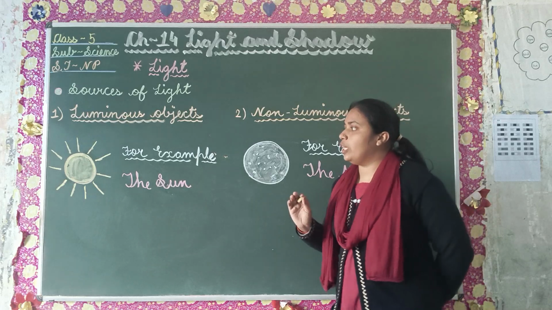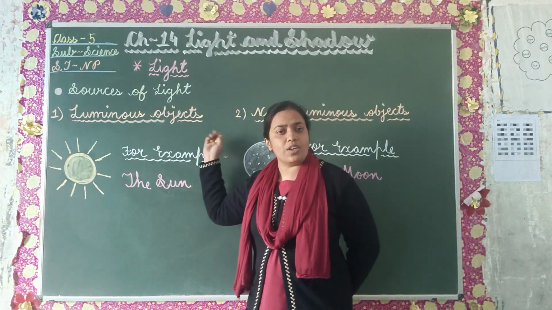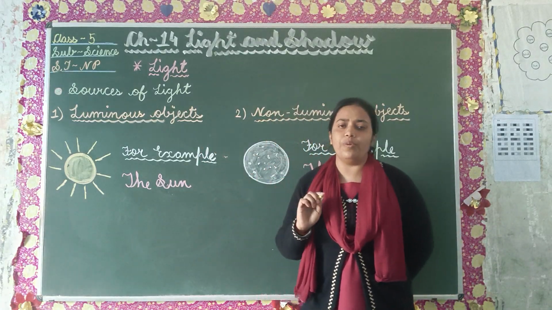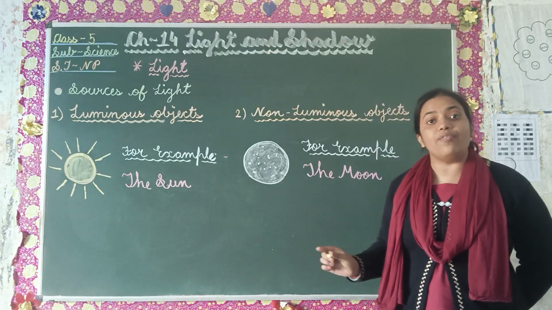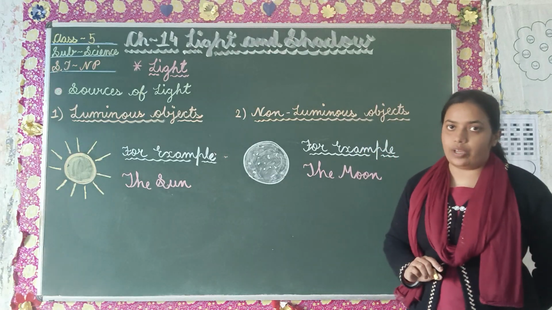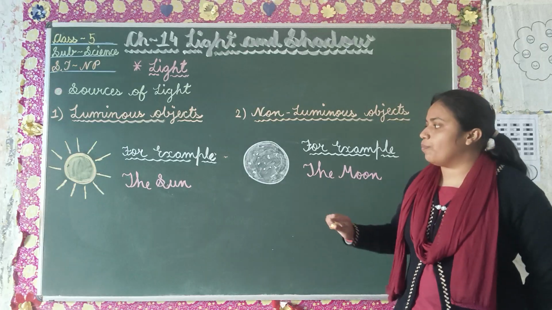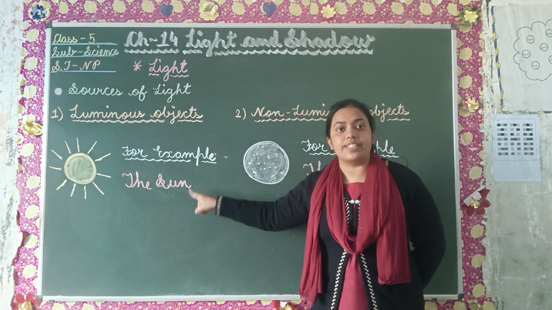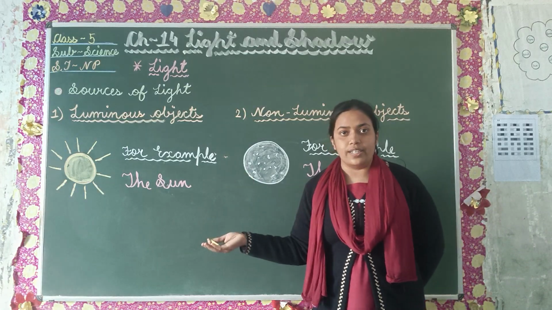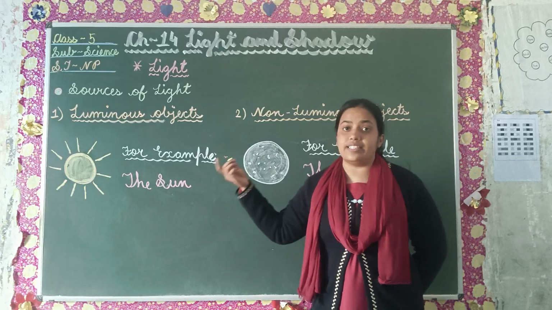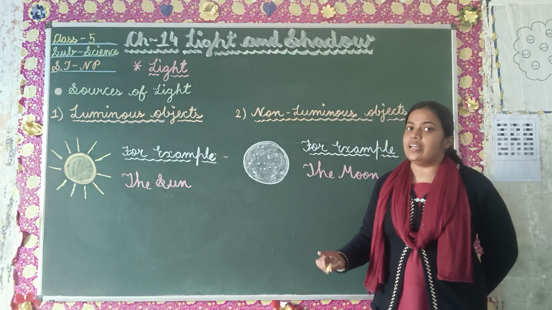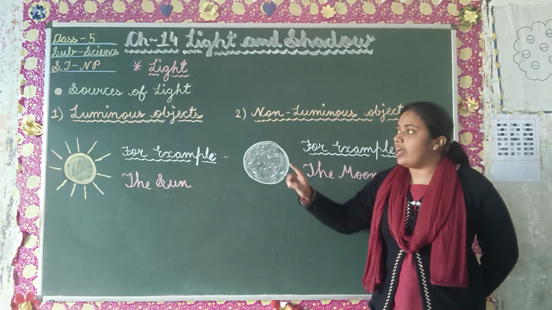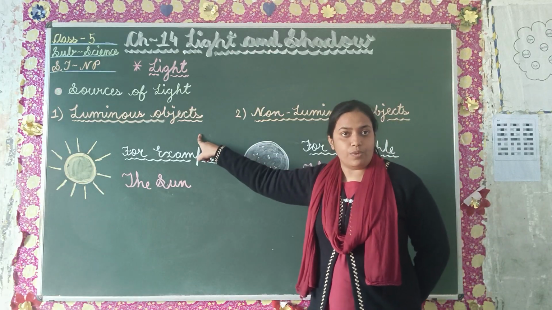All of you look here. The first topic is luminous objects. What are luminous objects? Objects that have their own light. For example, the sun. The sun has its own light. Similarly, like the sun, the star also has its own light. That means the sun and the star are luminous objects.